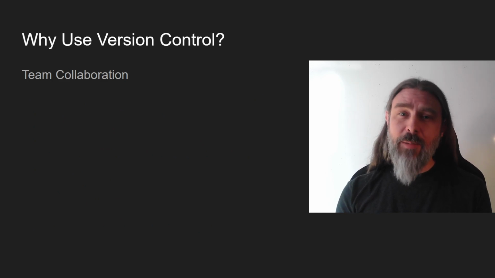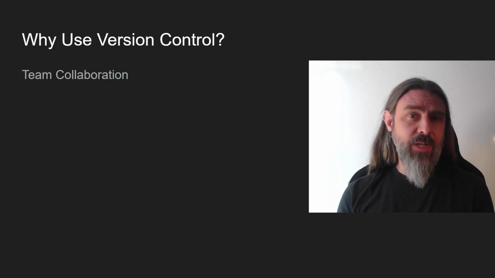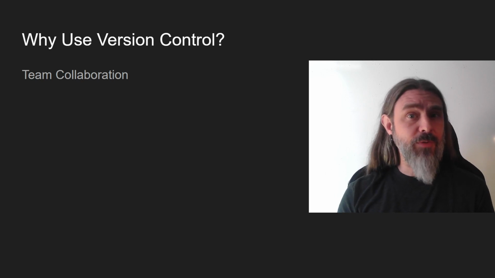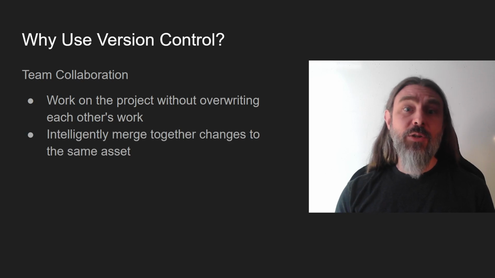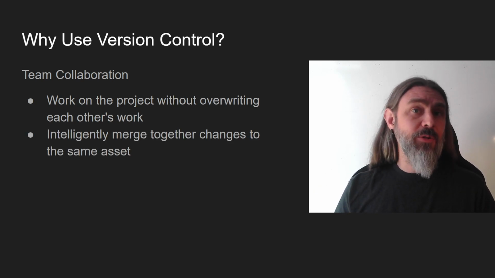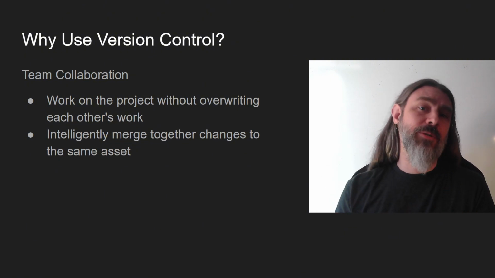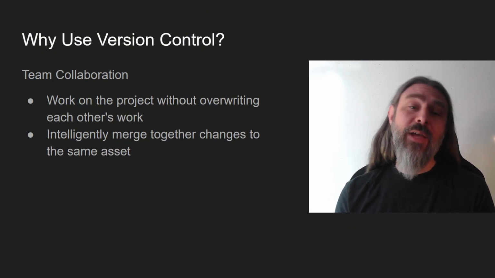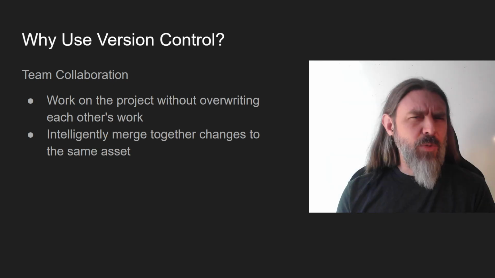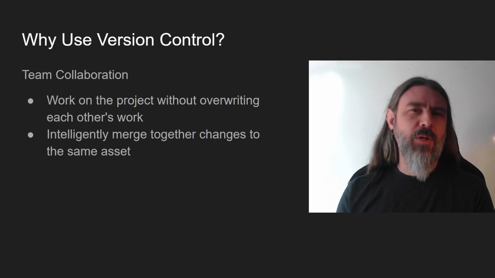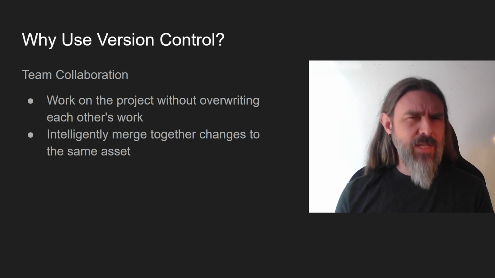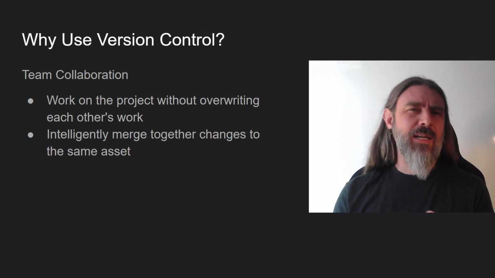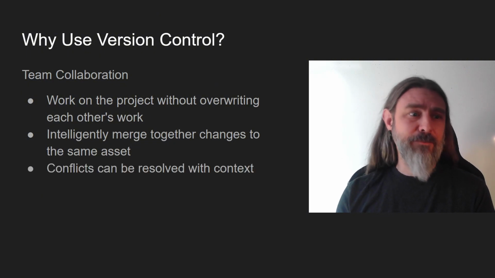Also, for team collaboration, like I just attended a game jam over the weekend and we used version control, and it's super useful for teams. So you can work on the project without overriding each other's work. If you're working on the same file, you can intelligently merge those changes together for most assets. It doesn't work particularly well for scenes. I would warn you to only work in one scene at a time, or only allow one person in your team to work in a scene at a time. There are ways that you can merge scenes, but it's advanced and painful. It's better to just not.